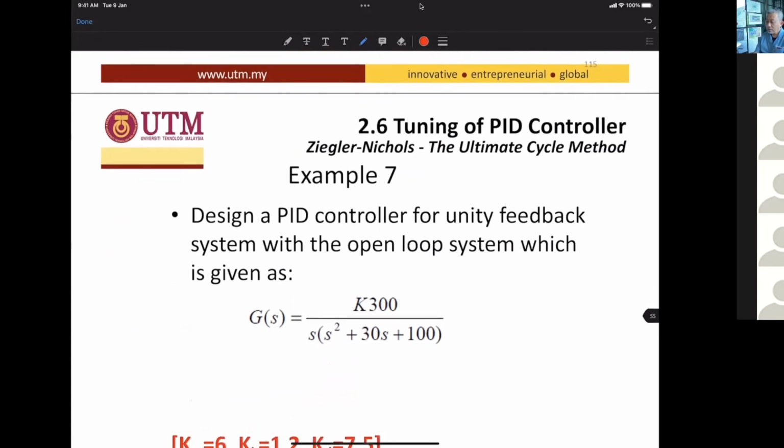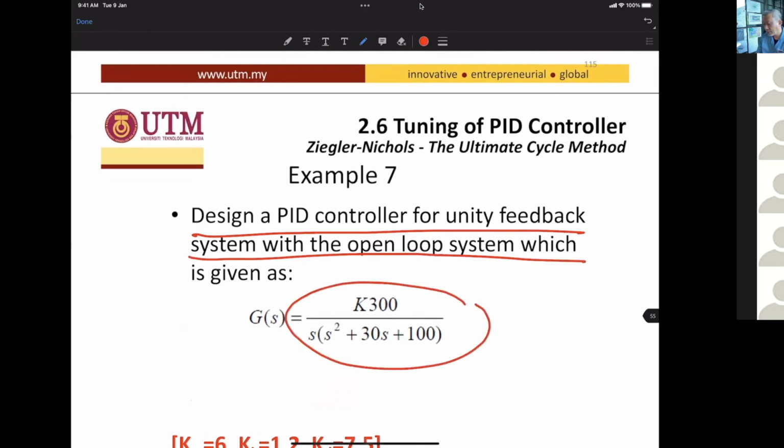Example: design a PID controller for a unity feedback system, which is given by S over S squared plus 30S plus 100. So it is third order.